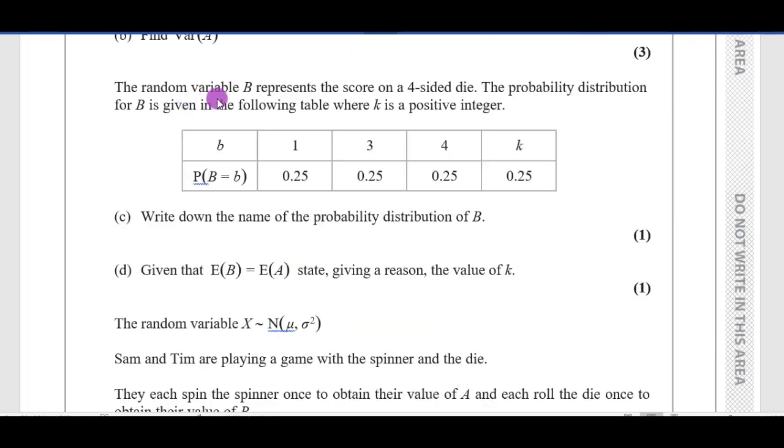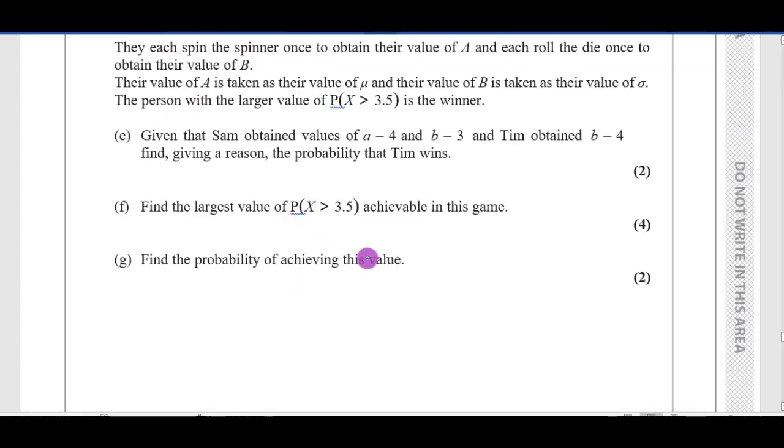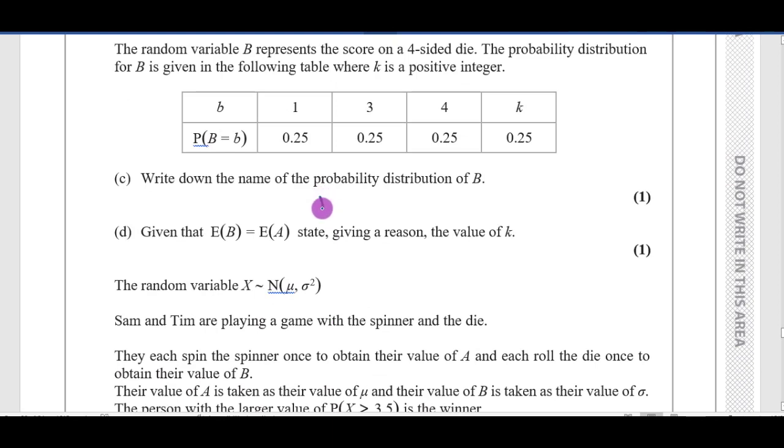Let us go ahead. Now the random variable B represented the score on the four-sided die. The probability distribution of B is given in the following table where K is a positive integer. Write down the name of the probability distribution. Discrete uniform distribution. Okay, so let us go ahead.